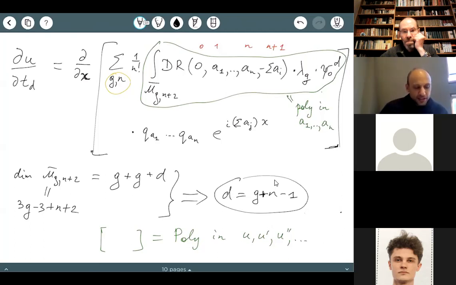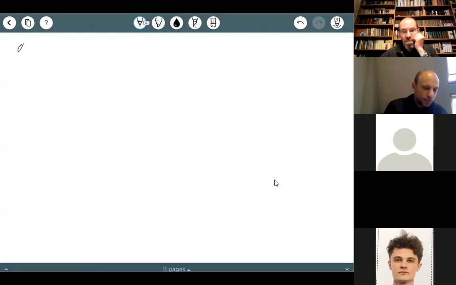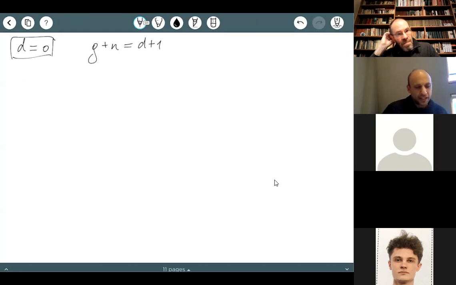Okay, so now let's compute an example. Let's take d equals 0 to begin with. So d equals 0, g plus n is equal to d plus 1. That was the condition. Maybe I'll write it like that. So g plus n is equal to 1.